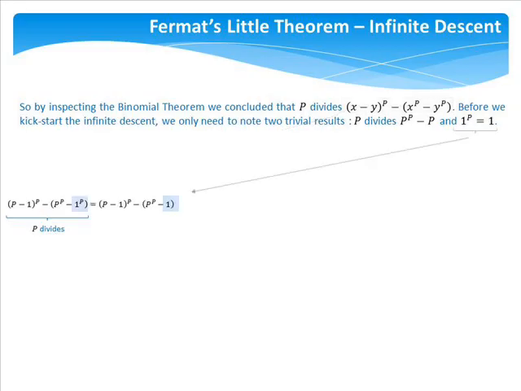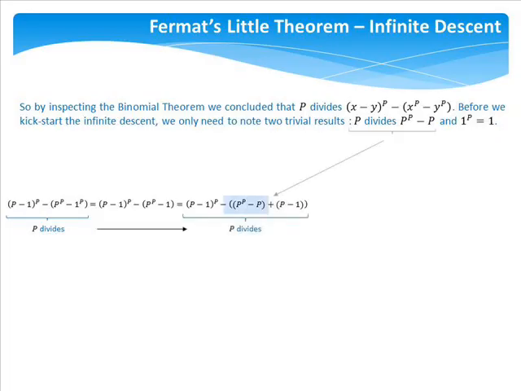Next, we replace 1 raised to p with 1, the trivial result we mentioned earlier. Then, we add and subtract p, regrouping the terms to obtain p raised to p minus p, which we already know is divisible by p. Therefore, the remaining terms on the right side of the equation must also be divisible by p. Consequently, we conclude that p divides p minus 1 raised to p minus p minus 1.